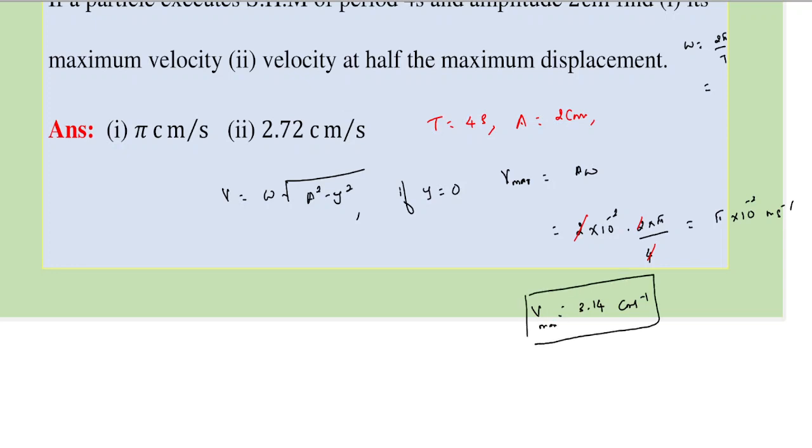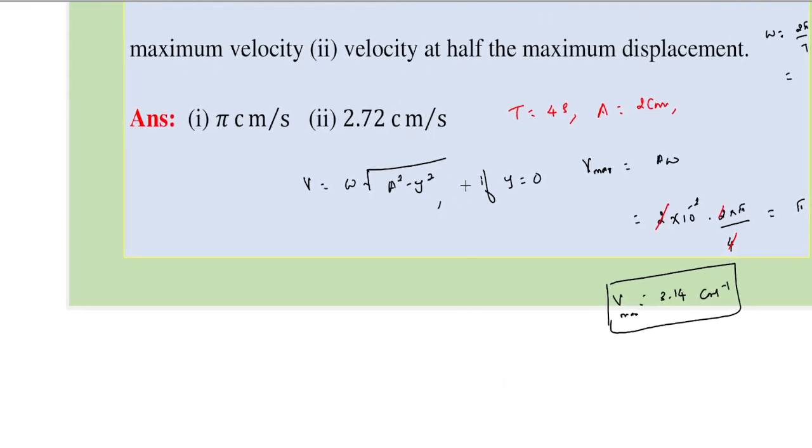Second part says find the velocity at half the maximum displacement. So if you use the same formula here, it says find the velocity at half the maximum displacement. It means that y, which is the displacement in this equation, is half of maximum displacement. Maximum displacement is called capital A. It becomes A by 2.